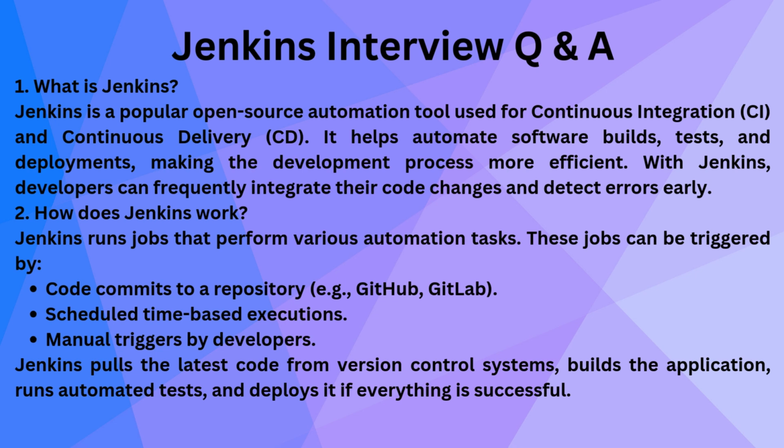How does Jenkins work? Jenkins runs jobs that perform various automation tasks. These jobs can be triggered by code commits to a repository, scheduled time-based executions, or manual triggers by developers. Jenkins pulls the latest code from version control, builds the application, runs tests, and deploys it if everything is successful.